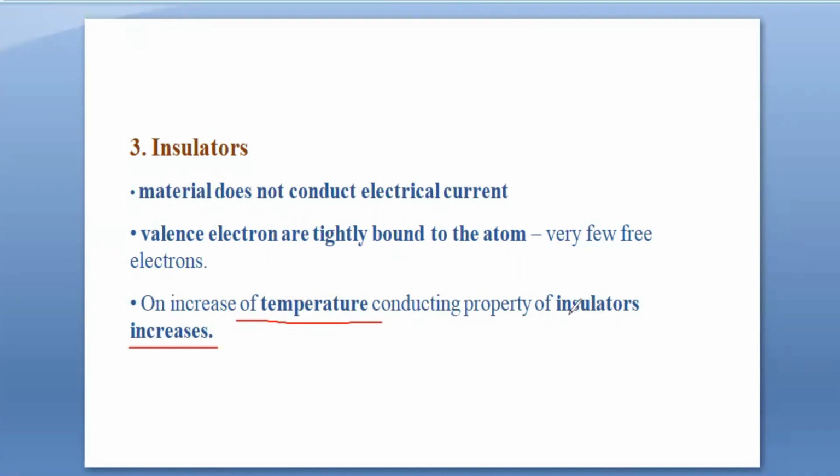We can see dielectric materials as an example of an insulator, because in these insulators the valence electrons are tightly bound to the atom. That's why these electrons won't come out from the atom, so the current cannot pass in these insulators.